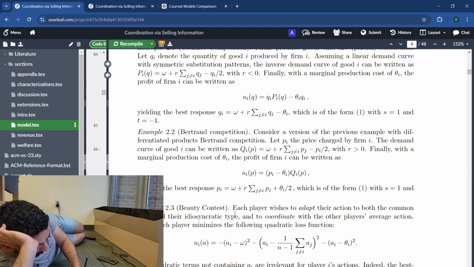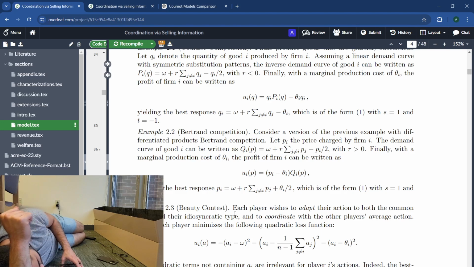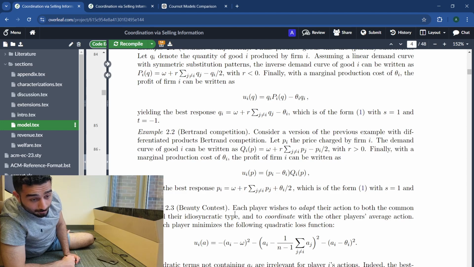minus theta I. It also has an extra term that doesn't show up in the utility of the Cournot, which is minus theta I times omega plus r. Well, actually it matters, doesn't it, this extra term, PJ. So Q PI minus theta I yields the response, finally, with a marginal production cost.